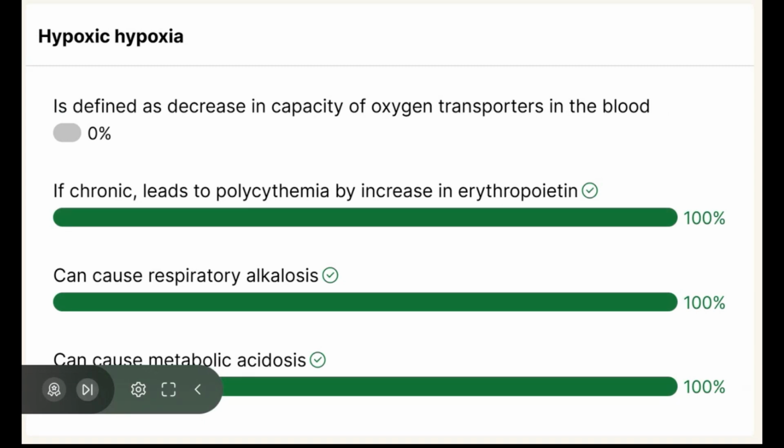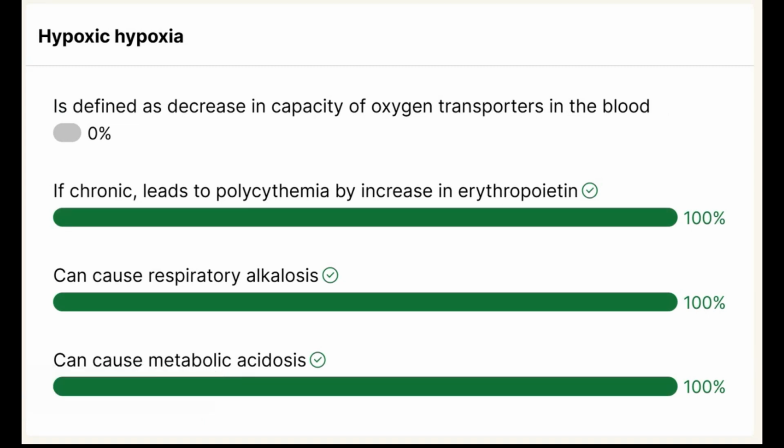Perfect. I think so. I've made this too easy. The first one, obviously, it's for anemic hypoxia. For hypoxia, the definition is just this drop in PO2 because of altitude or other reasons.